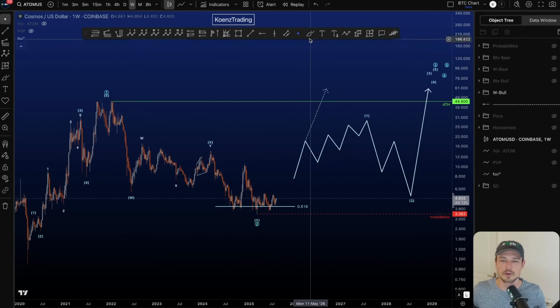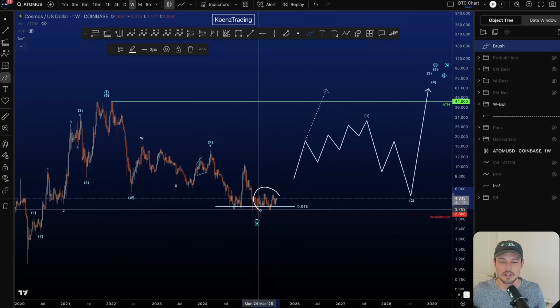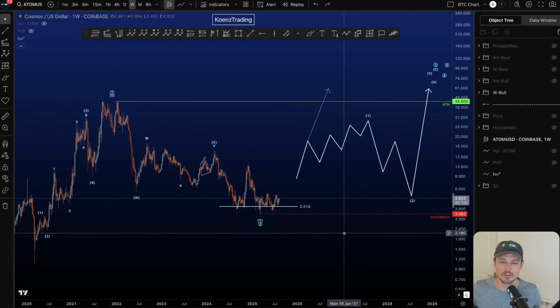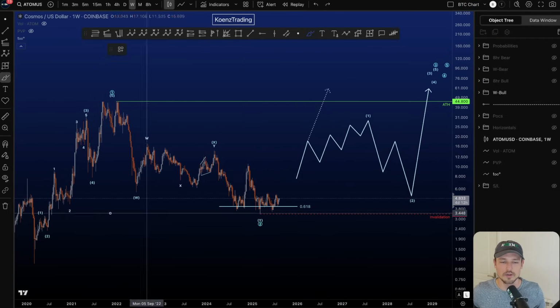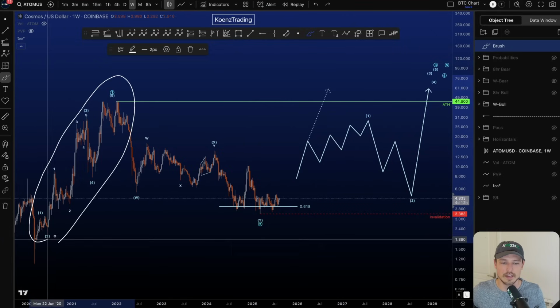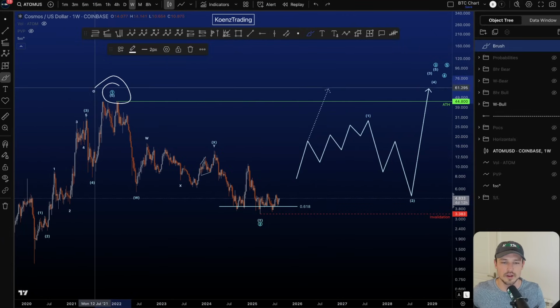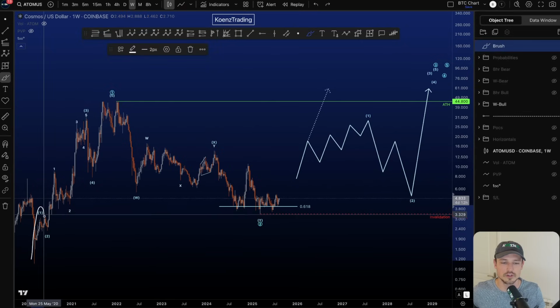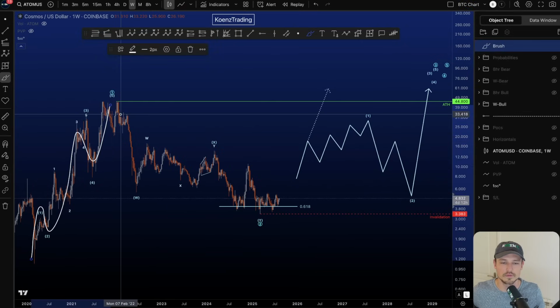Now on Atom, I am going to cover the weekly time frame as well as the 8-hour time frame, and we're going to start with the bullish scenario on a weekly time frame, where the first leg to the upside here is counted as a wave 1 with internally a 5-wave structure, 1, 2, 3, 4, 5.